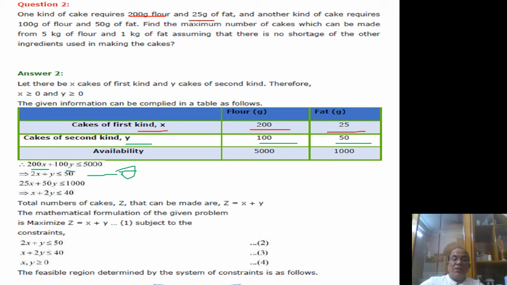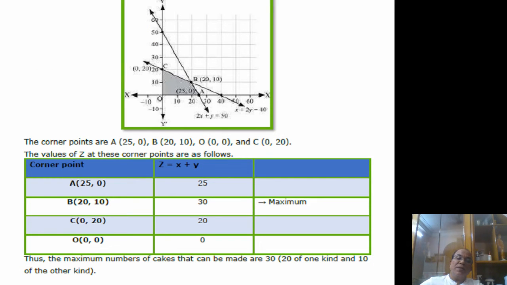Now we'll find the feasible region for our inequations. So here is the feasible region. You can see that for the first inequation, 2x plus y equal or less than 50, we will make the line for 2x plus y equal to 50. So when we put y equal to 0, x is 25. So the first point is 25 comma 0. You can see that in green. Then when you put x equal to 0, y equals 50, so this is the point in green, 0 comma 50.